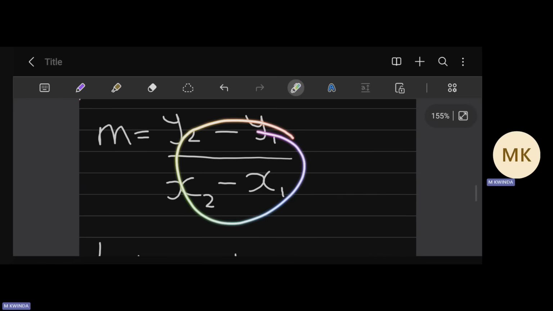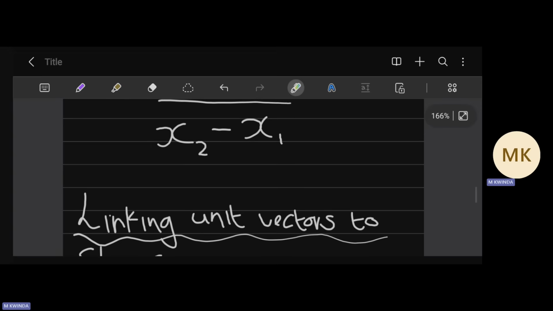So they can ask you to prove that A and B have the same slope. So you'd have to calculate the slope of A first and then calculate the slope of the vector B. And then if they're equal, you've proved that they are equal.